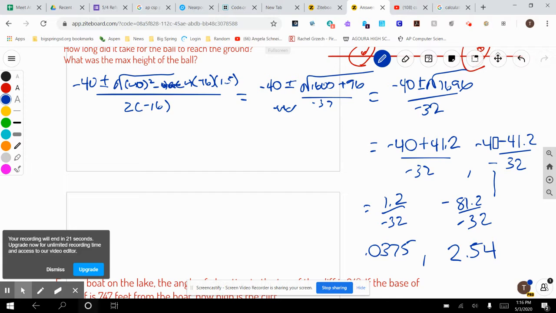Now this is time. This is not the distance. So in the next video, because I'm going to run out of time, we'll talk about how to find the distance. But we now know that it took 2.54 seconds to hit the ground.